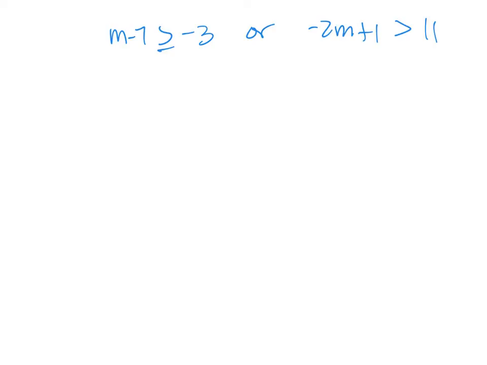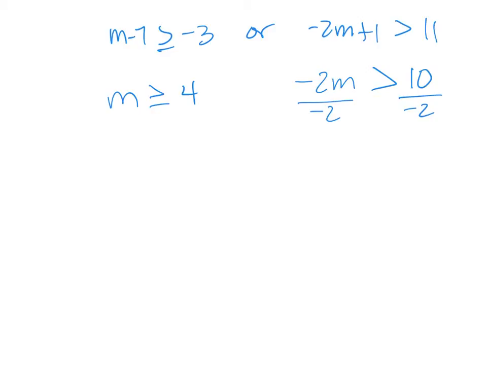All right? So now we're going to add 7 to both sides. We have m is greater than or equal to 4. And here we're going to take away the 1. So it's negative 2m is greater than 10. And then divide by negative 2, what happens? It switches. Switch the sign. Don't forget to switch the sign. It changes to a negative 5.